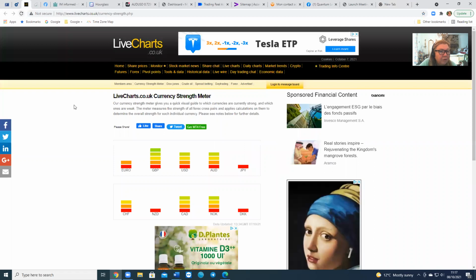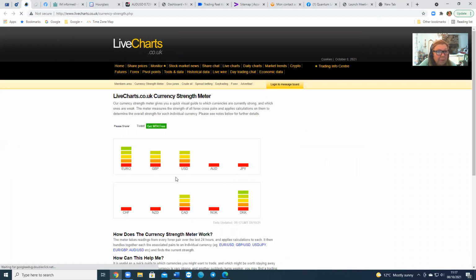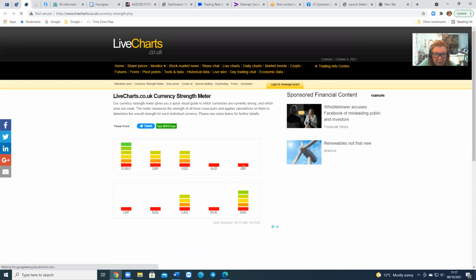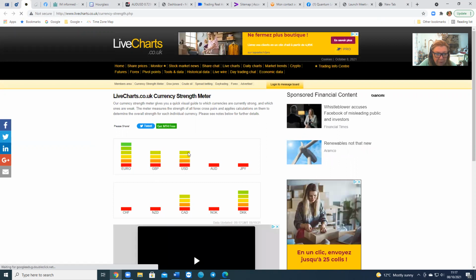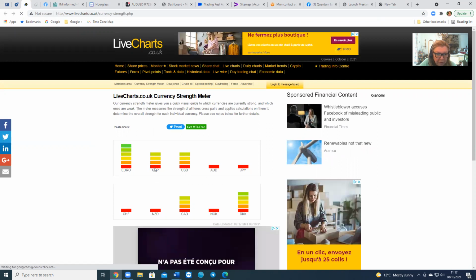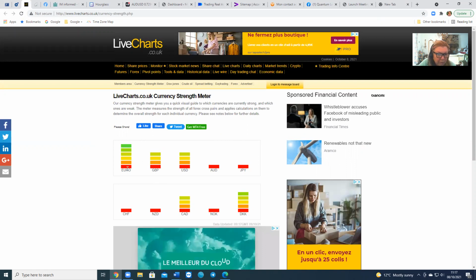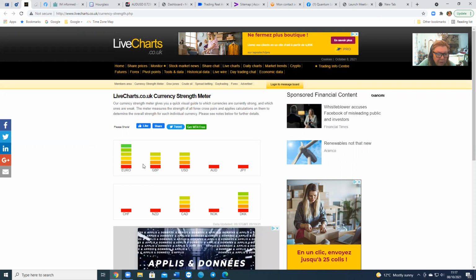Let's have a look at the currency strength meter. So Australian dollar and Japanese yen are the weakest. US dollar is 4 bars. We don't trade these in session pairs in London, Euro and GBP, or I don't anyway.